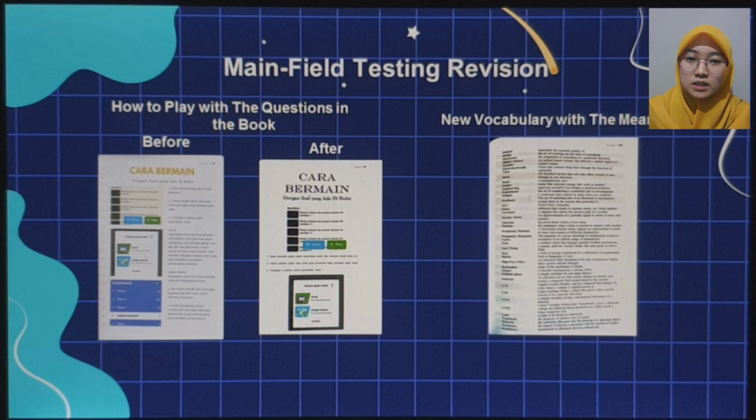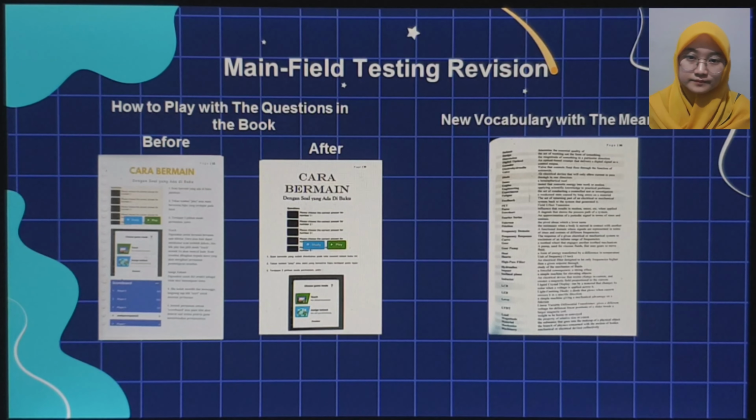In addition to the "how to play with the questions in the book" section, students also gave suggestions for adding vocabulary and its meaning. Here is an addition to the vocabulary about science and technology that can help students majoring in engineering use English in the work environment. In operational field testing, there is no need for revision, so the final product is the product in operational field testing.